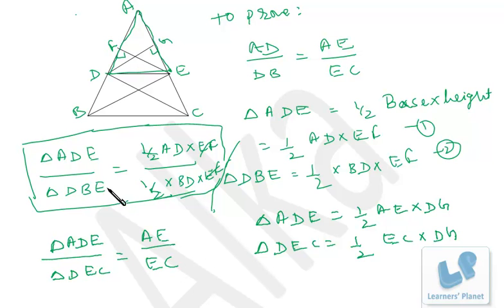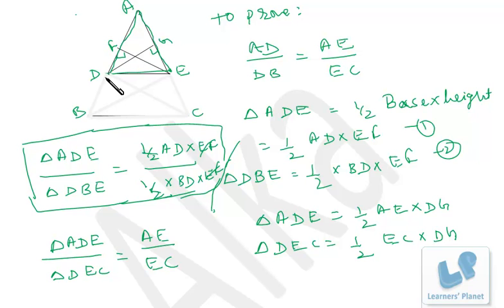Now we have one more important result. One is this and the other is this. Now we have the two triangles DBE and DEC. I just changed the color. Wait for a moment.